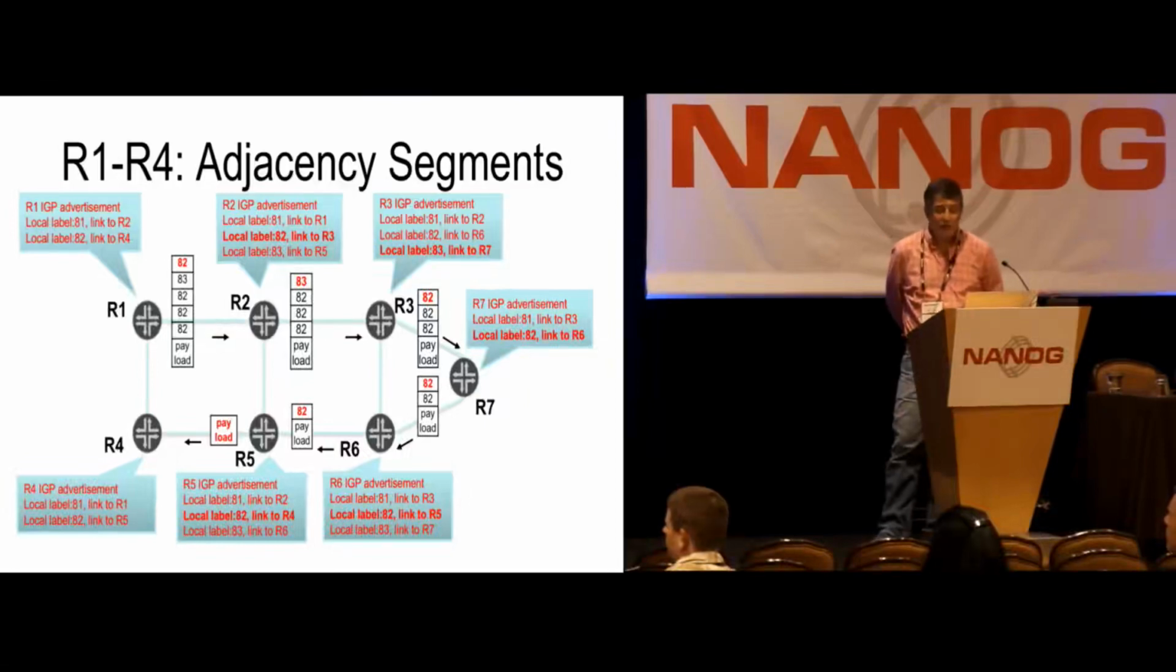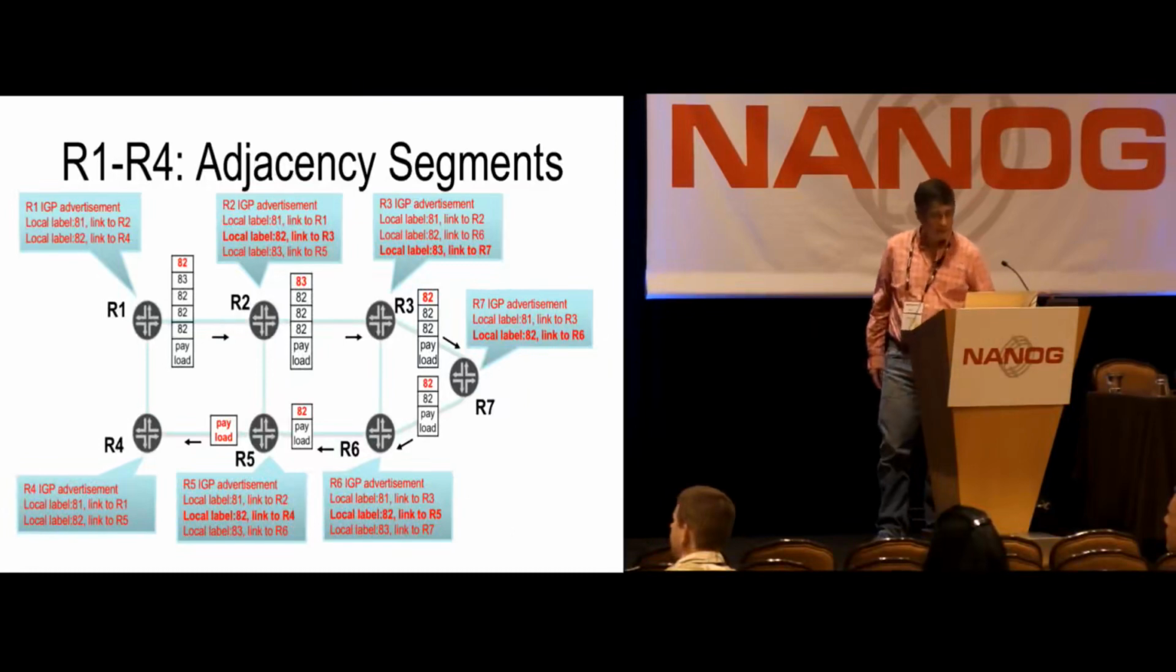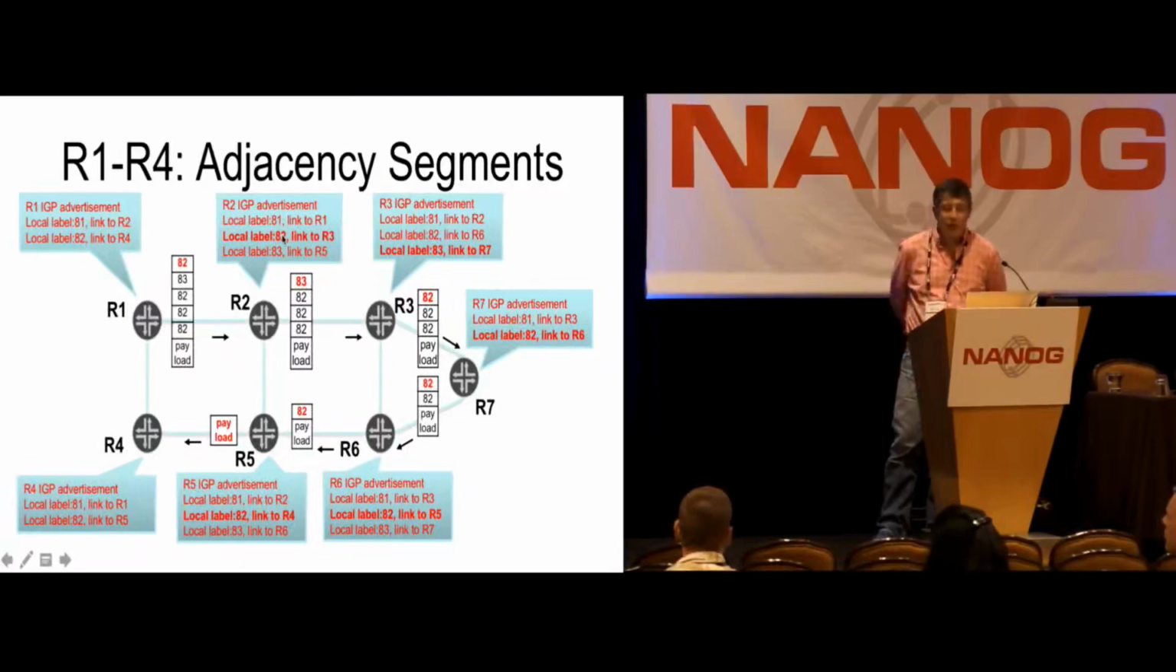So let's take a look at what R2 does. Let's see if you can see my pointer there. Can you see my pointer? Yes, you can. We take a look at what R2 advertises into the IGP. It advertises that it has local label 81 representing the link to R1, local label 82 representing the link to R3, and local label 83 representing the link to R5.